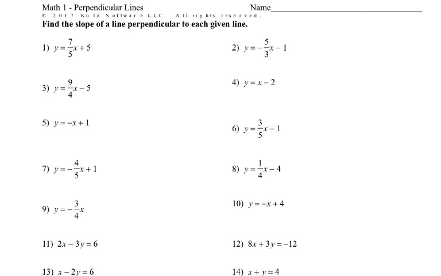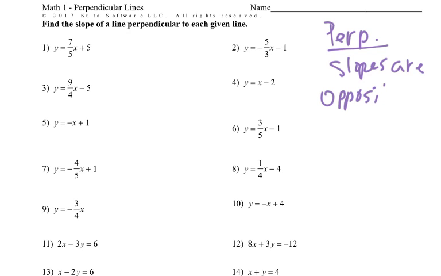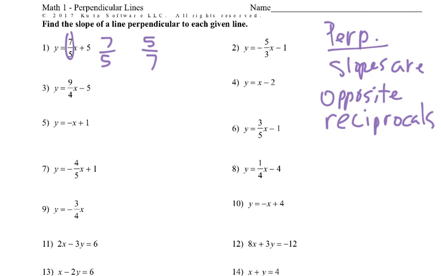Alright, perpendicular lines. So remember, when we're talking about perpendicular lines, their slopes are opposite reciprocals. So what that means is when we take their slope, so like 7/5, the reciprocal would be turning that to 5/7. The opposite, since this is positive, would be making it negative. So my perpendicular slope would be negative 5/7.